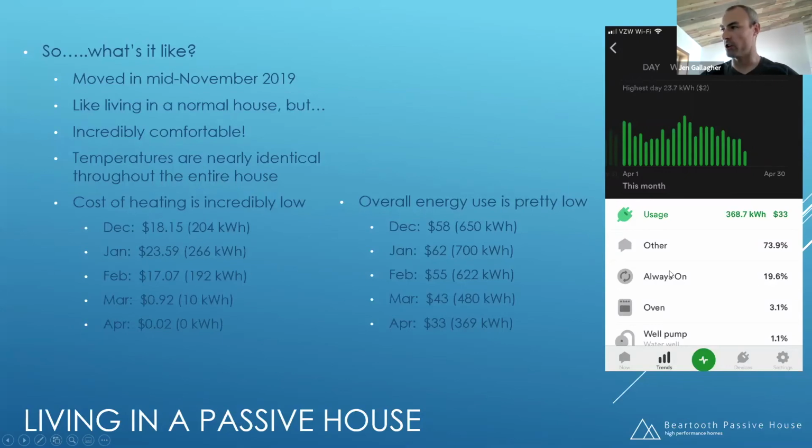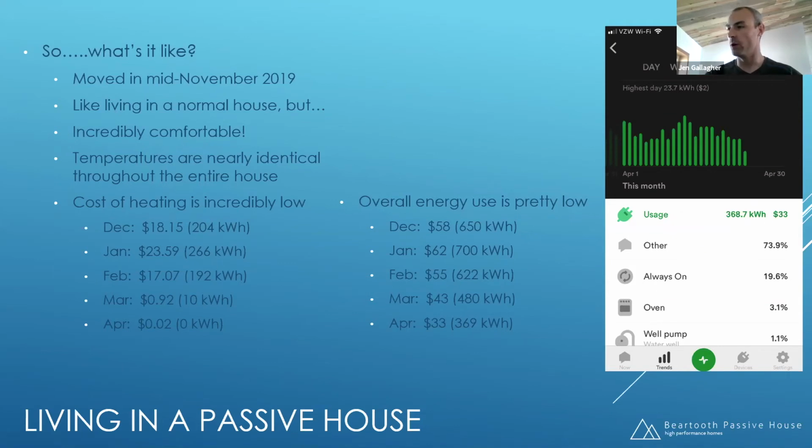This right here is just a picture of the app that I have. We've got an energy monitor, so I know exactly how much energy I've used to the day. I took it this afternoon, so we were just shy of 370 kilowatt hours for the month. So we'll be able to track all of this as we go on.